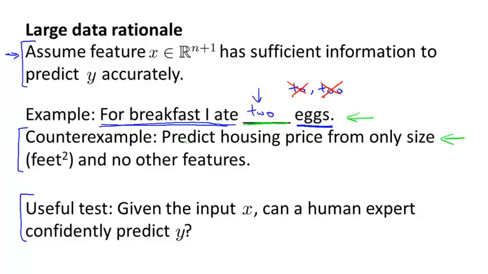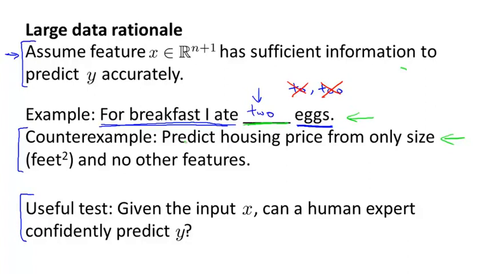But in contrast, if we go to an expert in house prices, like maybe an expert realtor, someone who sells houses for a living, and I just tell them the size of a house and ask them the price, even an expert in pricing or selling houses wouldn't be able to tell me. And so that's a sign that for the housing price example, knowing only the size doesn't give me enough information to predict the price of the house.